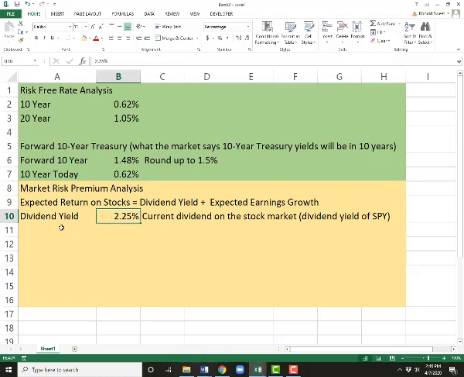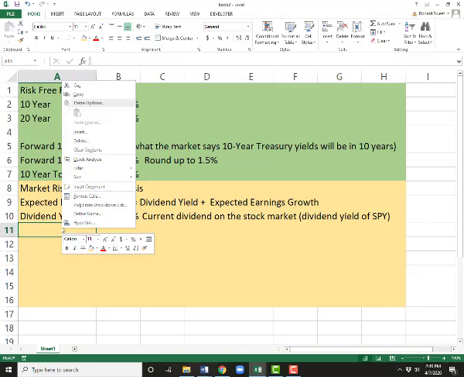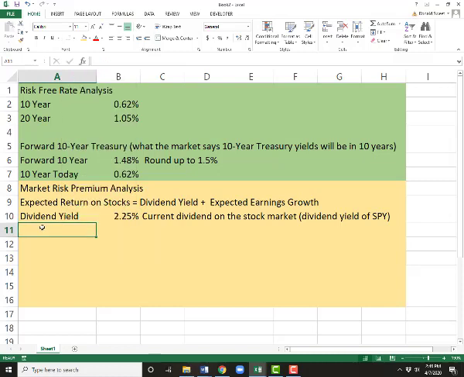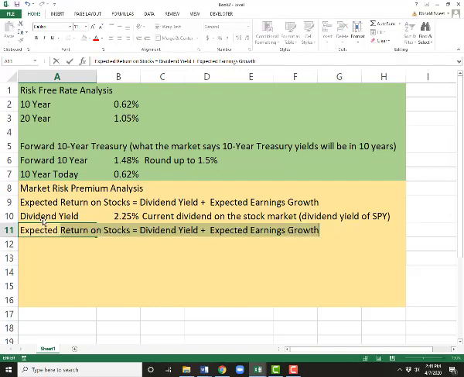But if you get like 2.23 or 2.28, or if you want to round it to 2.30 or 2.20, I like rounded numbers. The reason I like rounded numbers is to somewhat reflect that there's not such a great precision in this. And then expected earnings growth, I'm going to make that equal to expected economic growth.